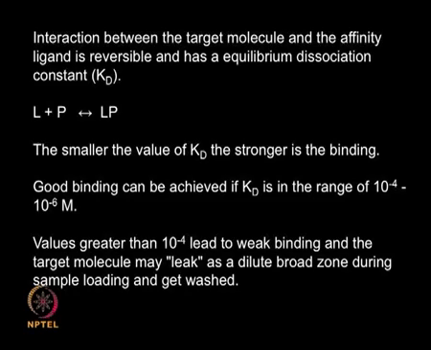So if L is the free ligand, P is the protein, it forms a complex called LP and this is a reversible reaction, okay. And this equilibrium dissociation constant is called Kd. If Kd is very small, then the binding is very strong. So if the Kd is very large, binding is very weak, okay. So smaller the Kd, stronger is the binding. So good binding if you want to achieve, generally Kd should be in the range of 10 power minus 4 to 10 power minus 6.